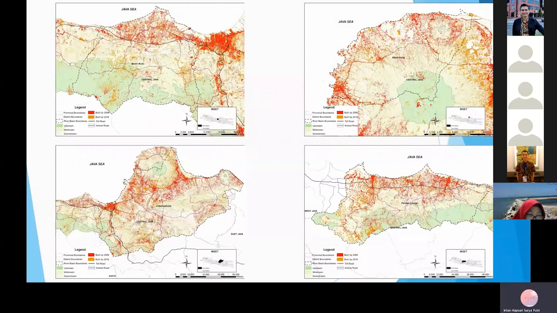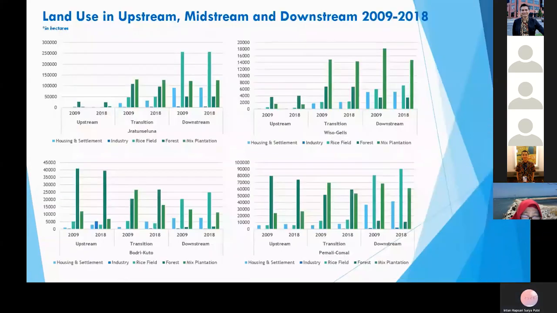And if we zoom in for every river basin, we can see that Semarang city has the most significant increase of land use. As we know, all river basins experience a higher growth rate of land conversion in upstream and midstream. Next, I will explain about the land use condition in upstream, midstream, and downstream in the four river basins.